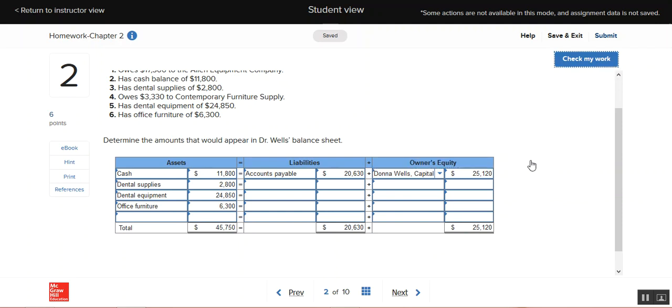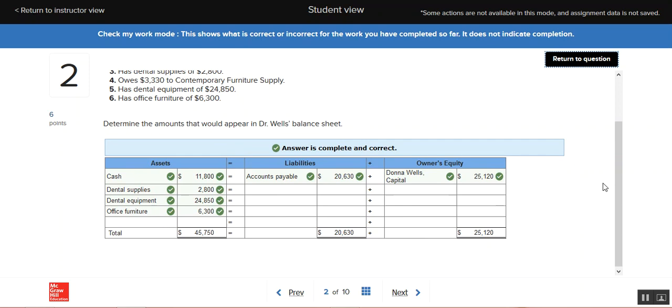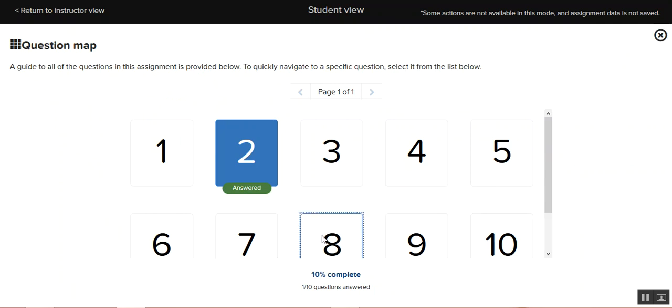So we can always check our work again just to make sure we've got that the way it should be. And it says, yes, we do, which is always a good thing to see. So we're going to move on to number 8 and look at that one.